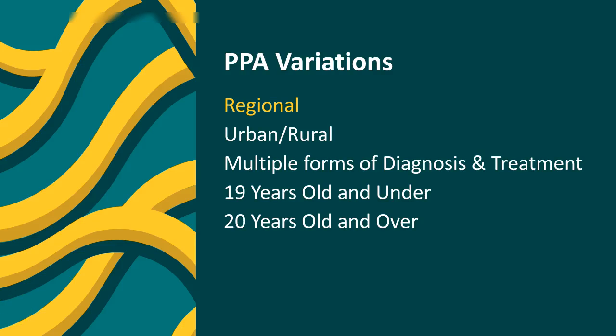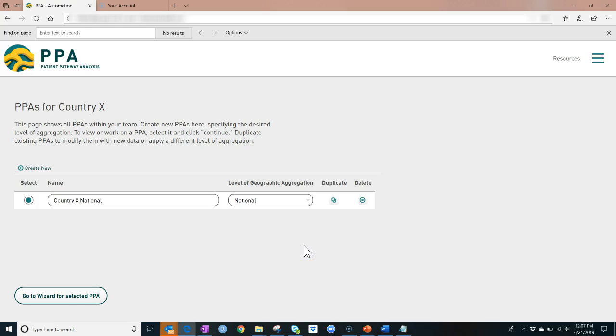In this video, we're going to create a regional PPA based on a national PPA we've created previously. Here we're on the Team PPAs page for Country X. We've already created the national level PPA. Now we're going to modify it to create a regional PPA.